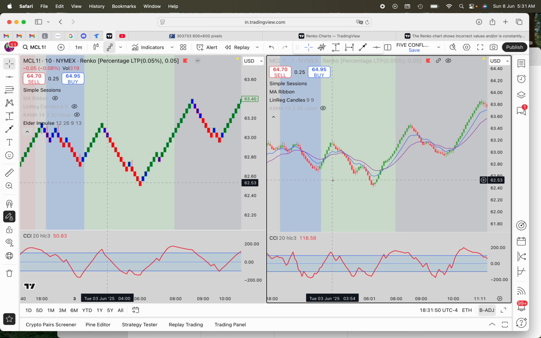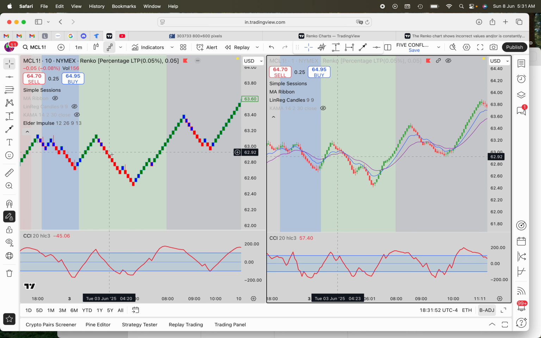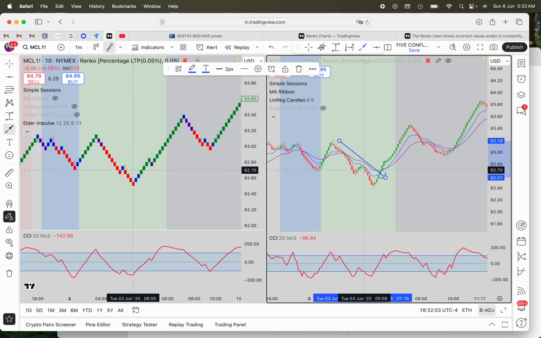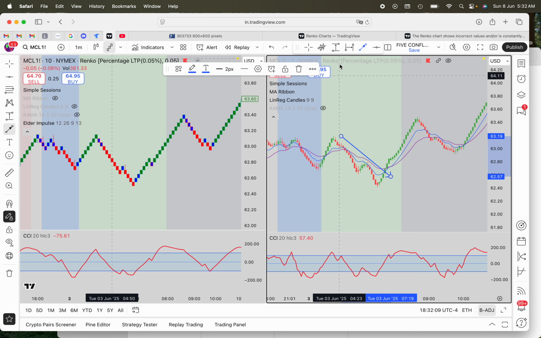So by going to a 10-minute chart, it does knock out more noise. So we can clearly see here that the market was going down. Okay. Now on the right hand side, there's a way to filter out these little pullbacks.